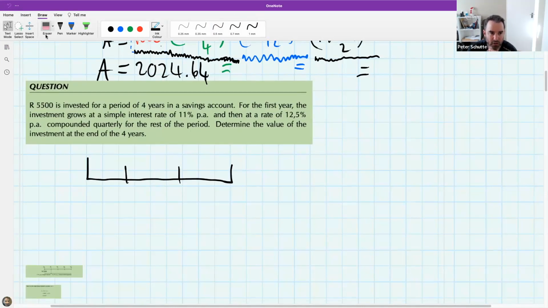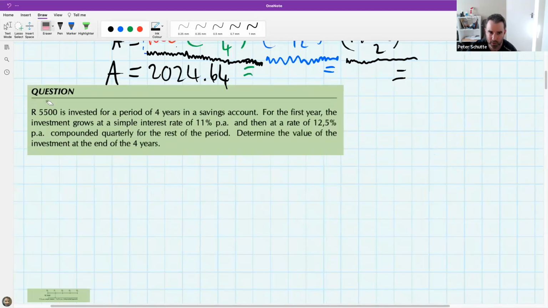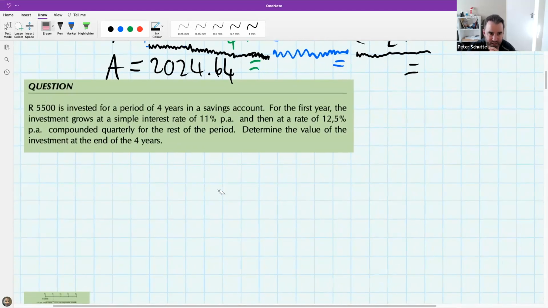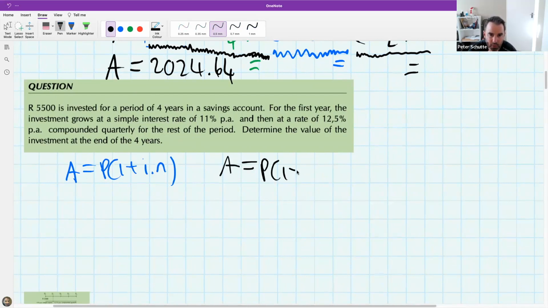Now, we're going to go to this question. There's one slight variation. So let's just have a look at what it says. It says 5,500 is invested for a period of 4 years in a savings account. For the first year, the investment grows at a simple interest rate of that. Now, I'm going to put the simple interest rate formula here just so that it's available. And then it switches to compound interest rate. So we're going to have to use both of these formulas.